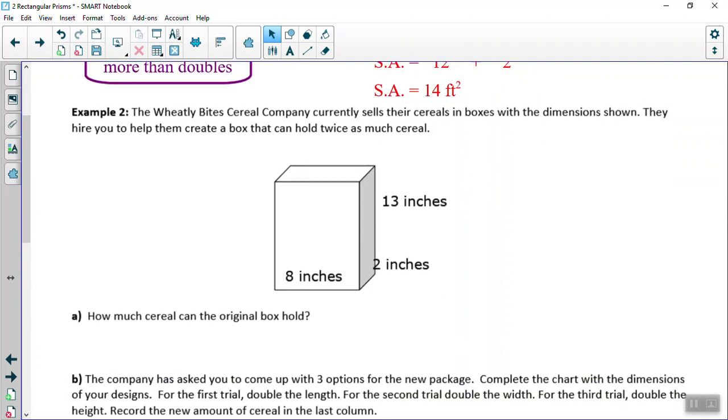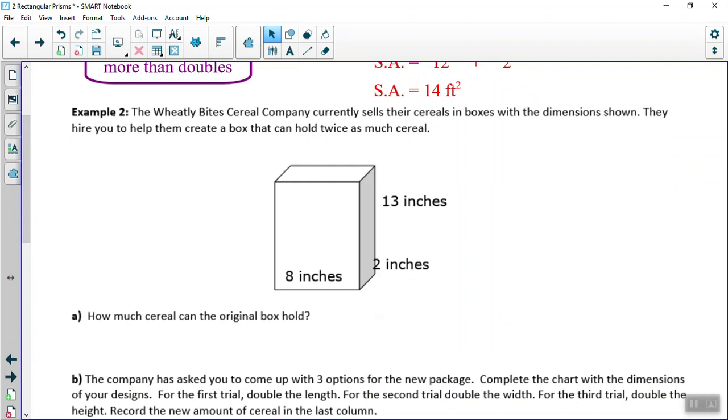All right. The Wheatley Bites cereal company currently sells their cereal boxes with the dimensions shown. Now this 2 here should actually be with this width. They hire you to help them create a box that can hold twice as much cereal. Right? So we want to make a box that holds twice as much cereal. All right, so we have a couple things going on. A box that can hold. So that means what are we filling inside? Remember, that's going to be volume.